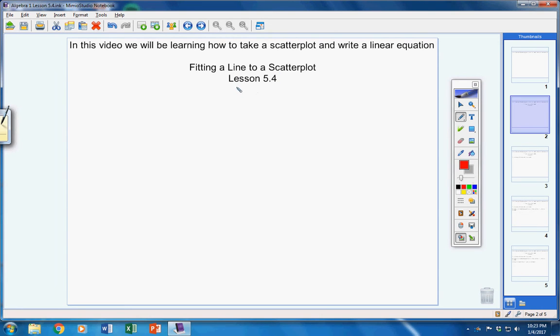Lesson 5.4, please copy that in your notes. And copy down today's date so that your notes are organized, okay? Fitting a line to a scatter plot, lesson 5.4, and be sure and include today's date.